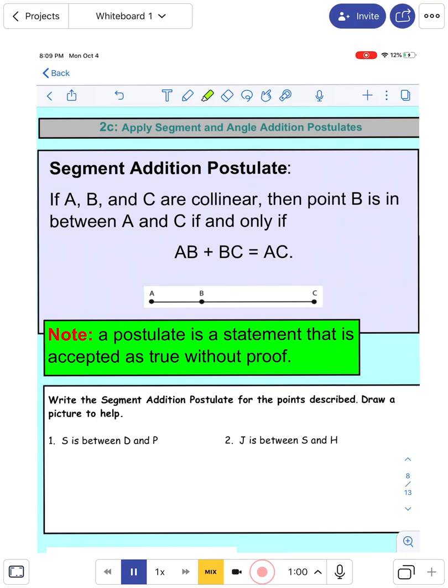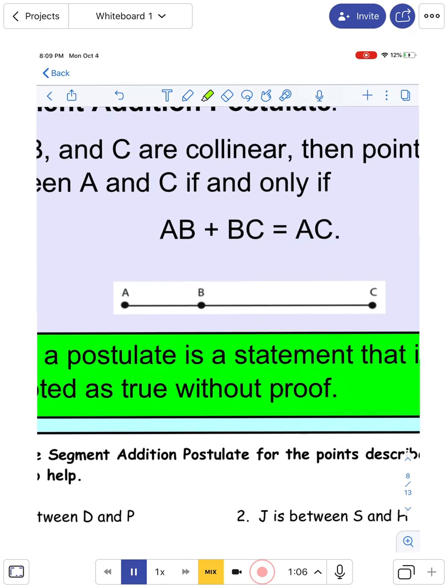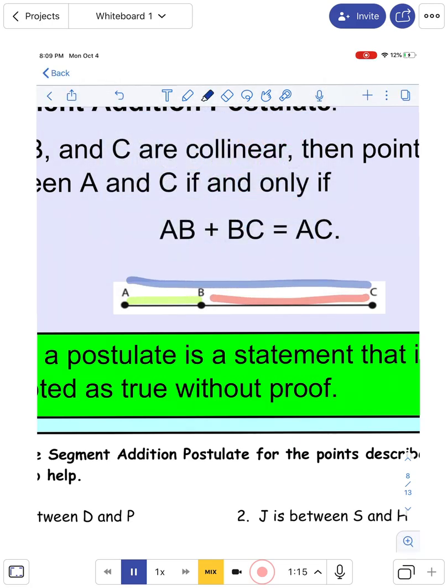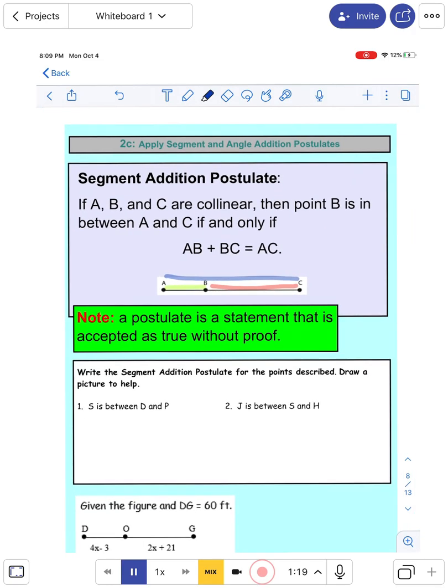So today we're talking about standard 2C, which is the segment and angle addition postulates. What it says is that if B is between A and C and A, B, C are collinear, then AB plus BC equals AC. So the two segments have to add up to be the whole thing. As a side note, a postulate is a statement that is accepted as true without proof. So the segment addition postulate is accepted as true without proof.